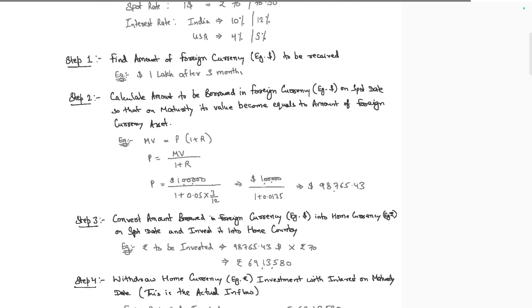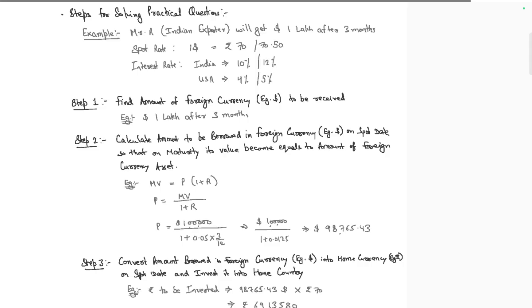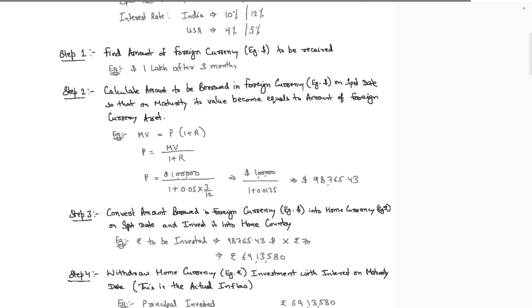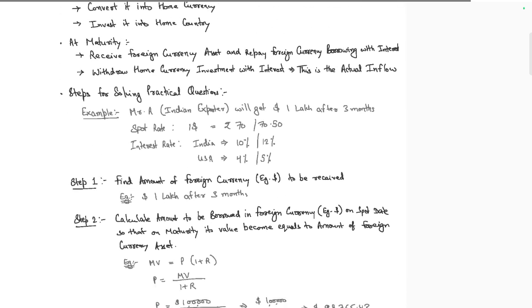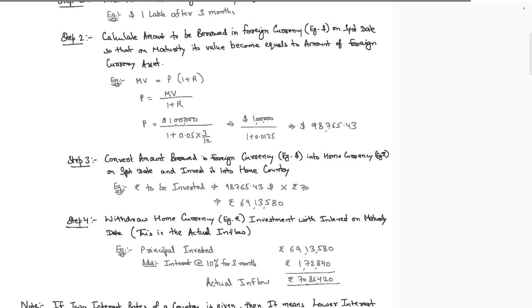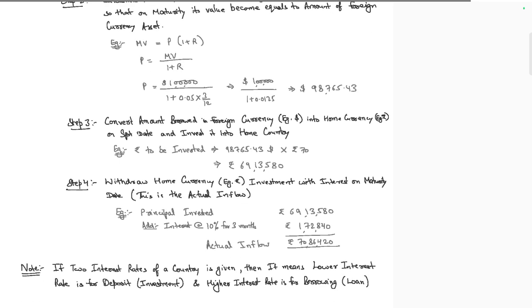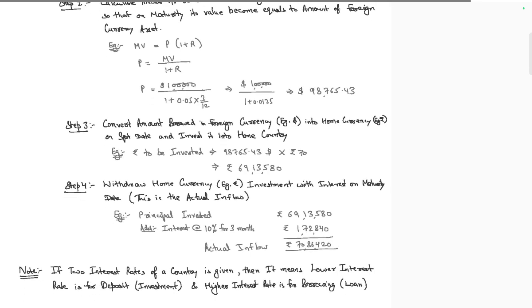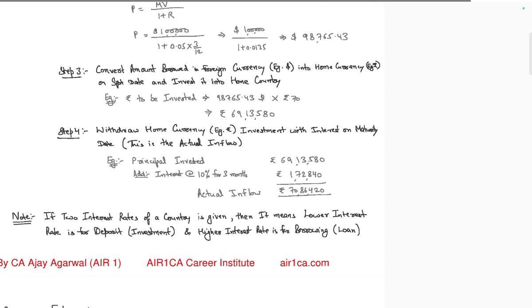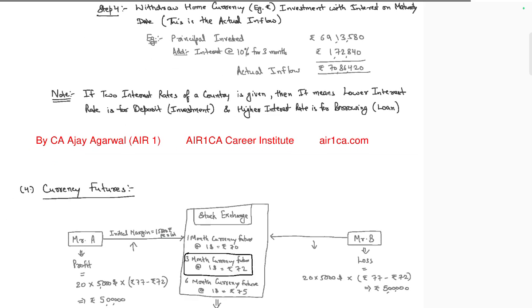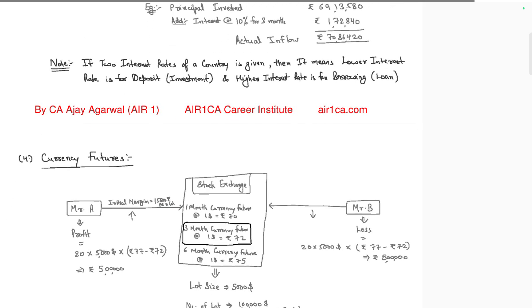Find the amount of foreign currency, 1 lakh, in 3 months. In this case, calculate the amount borrowed in foreign currency at 5%. If you invest in India, convert the foreign currency into home currency at 70, and the interest is for 3 months, so actually about 70 lakhs. If two countries' interest rates are given, the lower interest rate is for deposit and the higher is for loan. So deposit is investment, higher is loan.